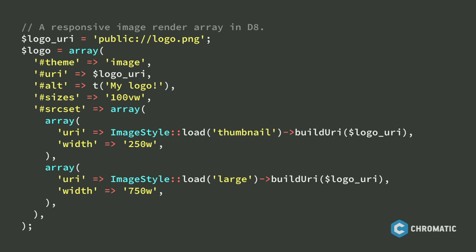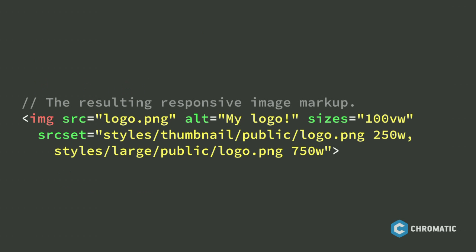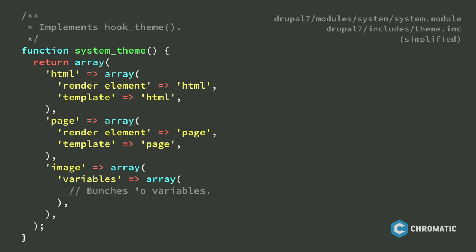But even though we know what initially defines our image theme hook and the variables that we can use with it, how do we get from this crazy array to our complex image tag markup? There's obviously got to be steps in between there. What's Drupal doing? So to jump back to our hook theme example in Drupal 7, a theme hook is going to be rendered in one of two ways. The first way is a template, and like I said before, we've probably worked with the HTML and page templates or seen them in our themes.